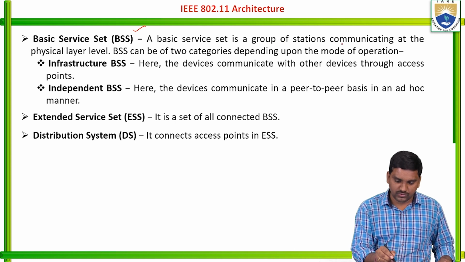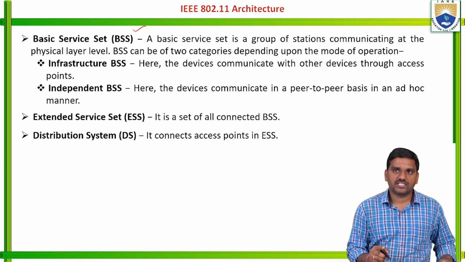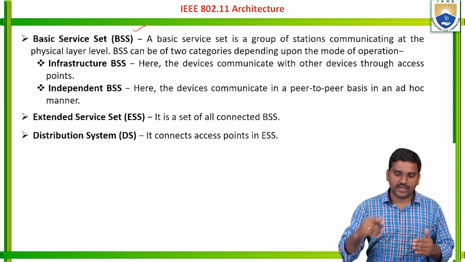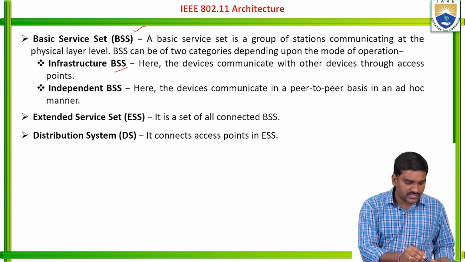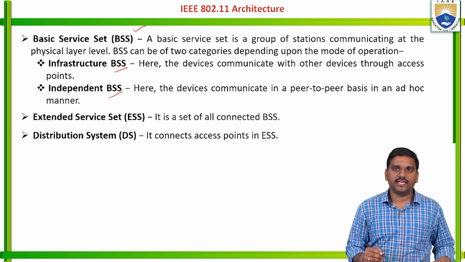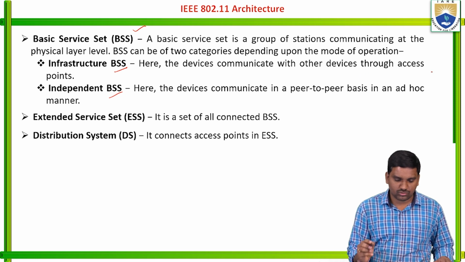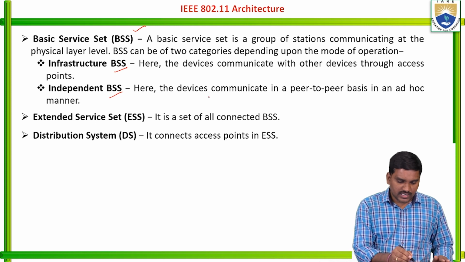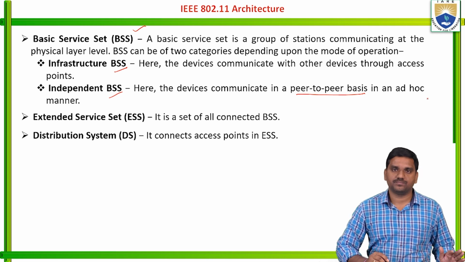It is a group of stations communicating at the physical layer level. BSSs can be of 2 categories depending upon the mode of operation. Again, the basic service set has 2 types: infrastructure BSS and independent BSS. In infrastructure BSS, devices communicate with other devices through the access points only. But in independent BSS, the devices communicate on a peer-to-peer basis in an ad hoc manner.